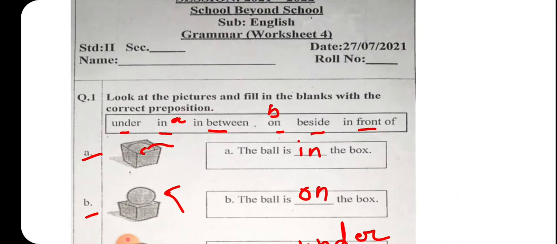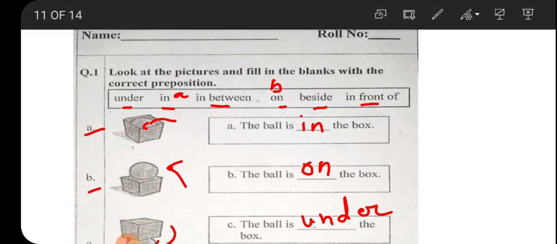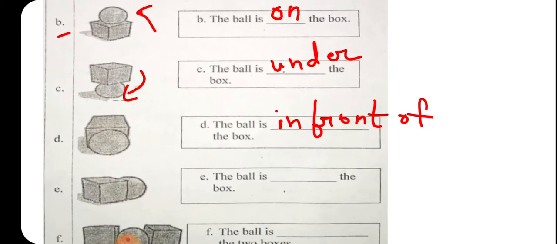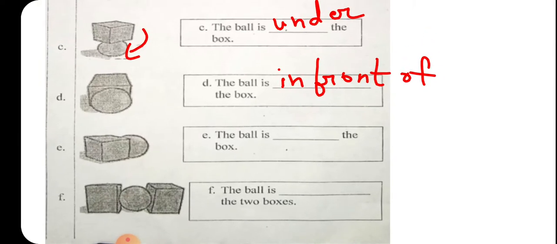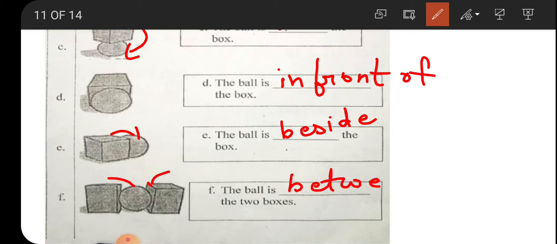Next, we have the word beside also. So C we have done. Let us write. C is under. Okay, this we have done under C. Then D, in front of. Now only 2 are left, that is beside and between. Come on, let us do. Okay. See, with the help of the picture it is understood. Now this one. Where is the ball? The ball is beside the box. Here it is between. So we'll write between.